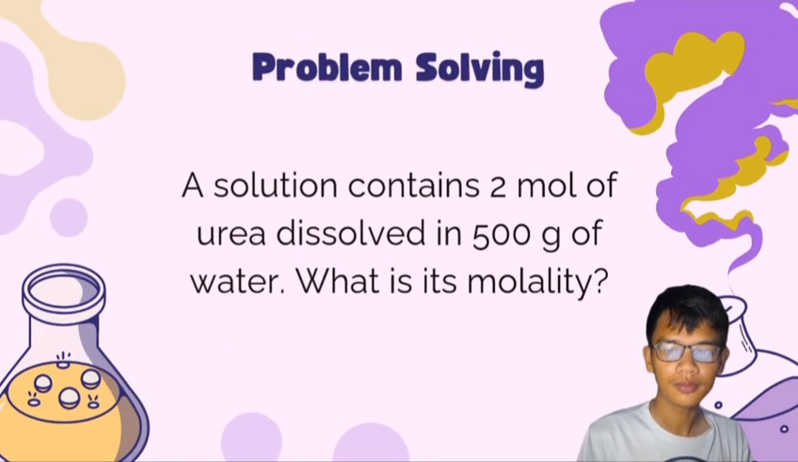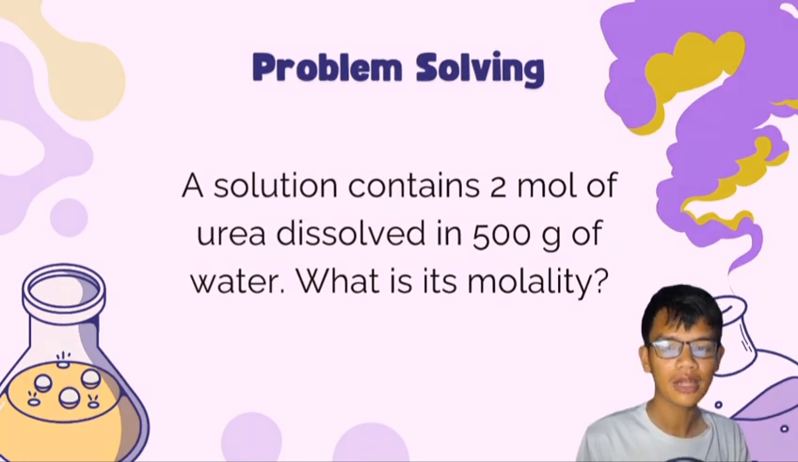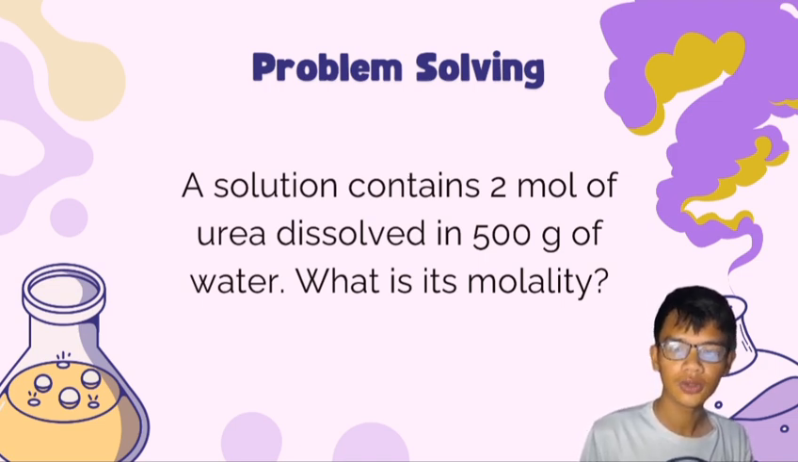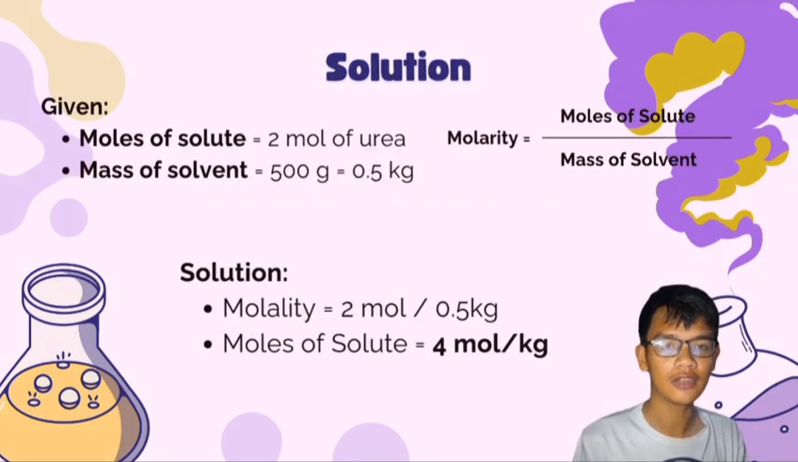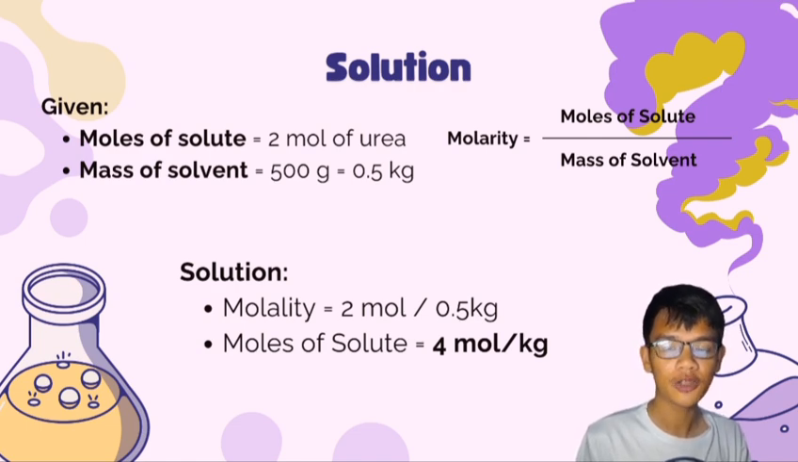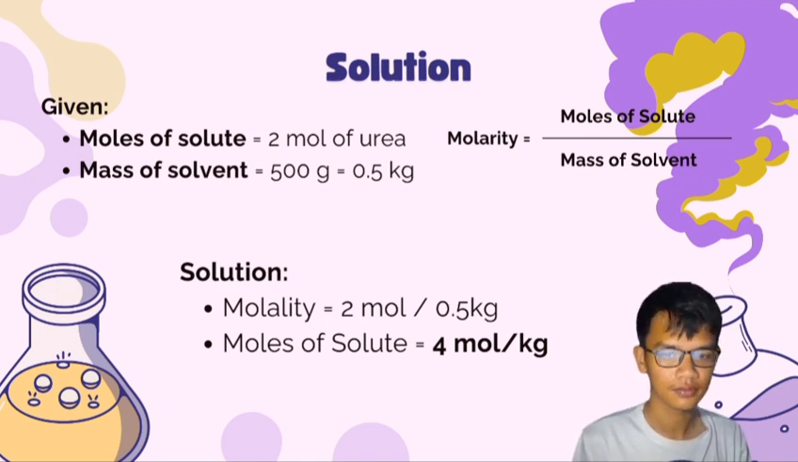In the second problem, this is a molality problem. A solution contains 2 moles of urea dissolved in 500 grams of water. So the formula is moles of solute divided by mass of solvent, which is 2 moles divided by 0.5 kilograms is equal to 4 moles per kilogram. So that is the answer.